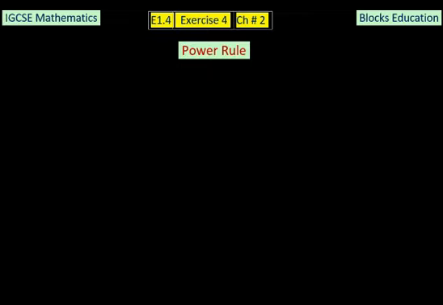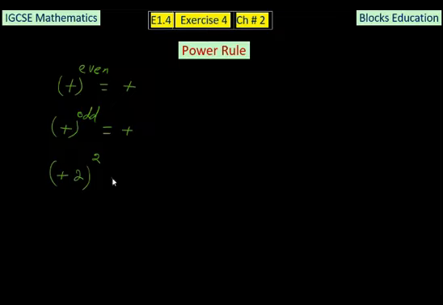Power rule means, let's suppose you have a positive number and you have an even power of it. Even power, so the answer will be a positive number. If you have a positive number and an odd power, then again you have a positive number. What I mean is, let's suppose you have a positive 2 and an even power. Even means 2, 4, 6, 8, 10, etc. So let's suppose you have the even power 2. The answer will be 2 squared, which is 4, and it will be a plus 4.